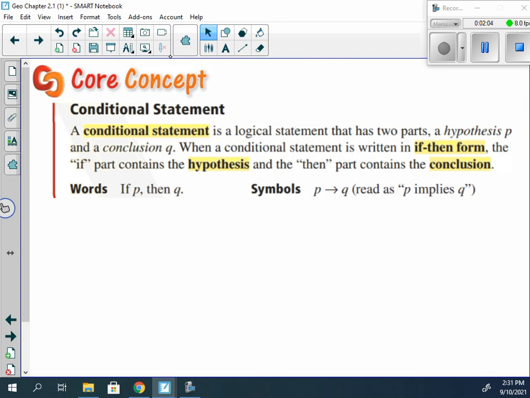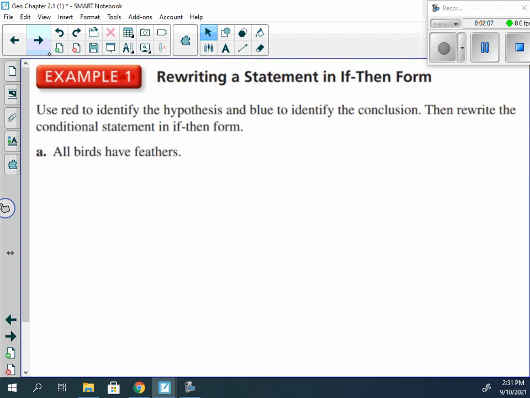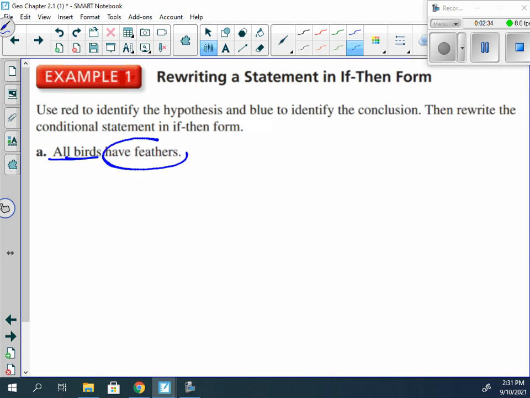So are there any questions on this so far? Okay. Let's actually start this off with this first example here. All birds have feathers. I'm going to underline and circle because y'all just have pencils. We don't have blue and red ink. But we want to underline the hypothesis, and we're going to circle the conclusion of all birds have feathers. So the hypothesis would be all birds, and the conclusion would be that they have feathers. The hypothesis, we're talking about birds. The conclusion is have feathers.